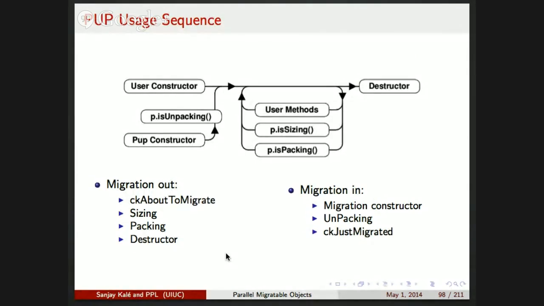So that is essentially a dummy constructor that doesn't need to do anything, because anything it initializes is immediately going to be overwritten in the unpack from the serialized data. So you get that migration constructor, which does as little as possible because we're going to unpack over anything that it wrote. And then there's this separate call to say, okay, I've finished unpacking you. If you need to do anything to move into your new home, like pick up local references to other objects or things like that, you can do that there.